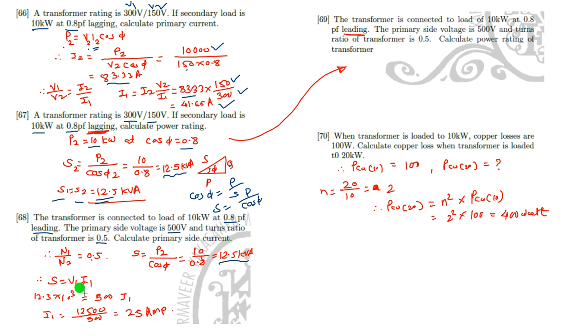So S is always equal to V1 into I1. S is 12.5 into 10 raised to 3, and V1 is given as 500, so 500 into I1. So I1 is 12,500 divided by 500. It gives you 25 ampere.